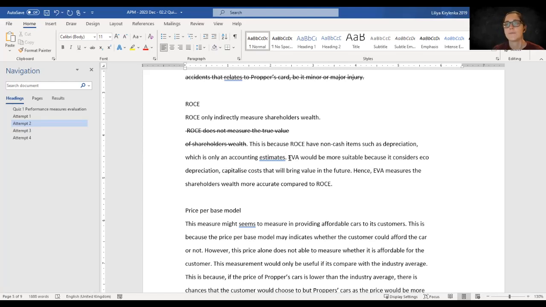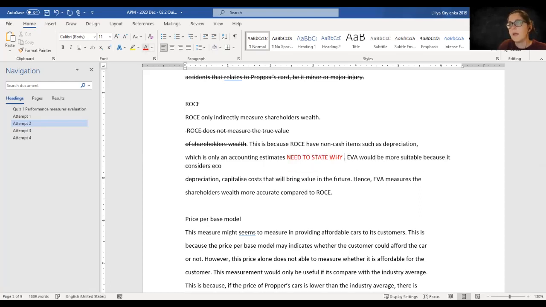And so I will just add here, need to state why it is important: cash to pay dividends or finance other projects. EVA would be more suitable because it also considers economic depreciation. It considers economic depreciation, not equity depreciation. Capitalized cost, which will bring value in future. Okay.